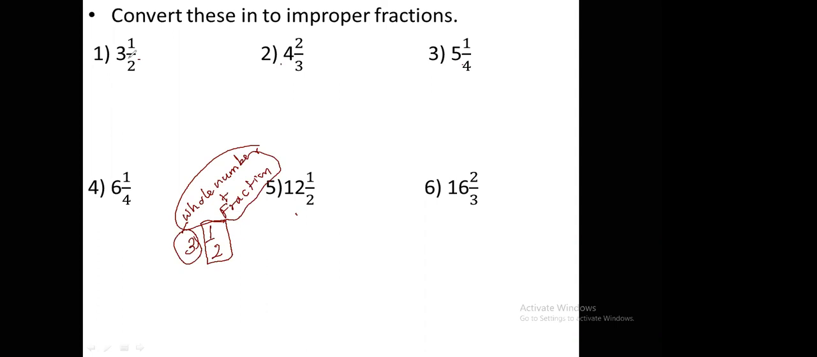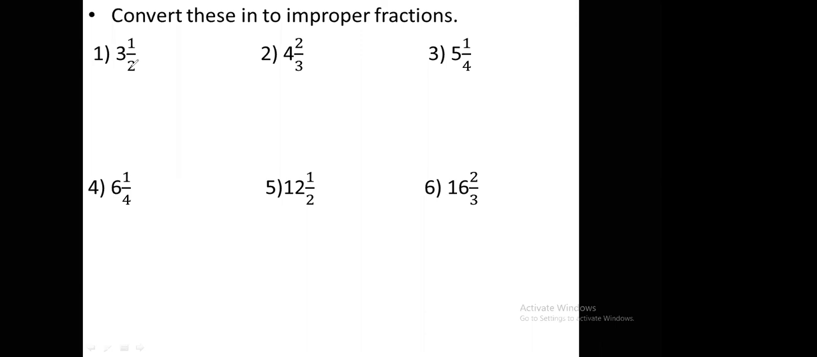Now look at this one. 3 and 1 over 2. How to convert this to improper? First multiply these two numbers. 3 times 2, then add 1, then divide by 2. 3 times 2 is 6. 6 plus 1, 7 over 2. This is the way you have to convert mixed fractions to improper fractions.